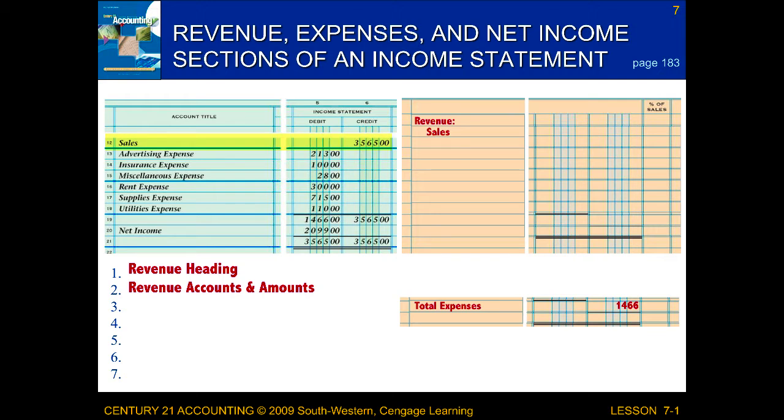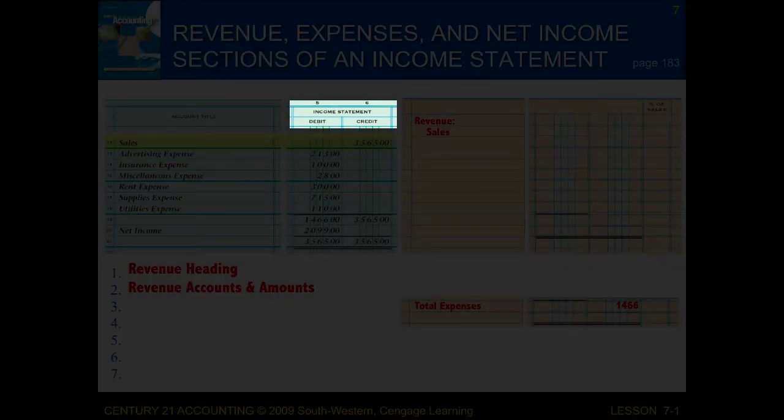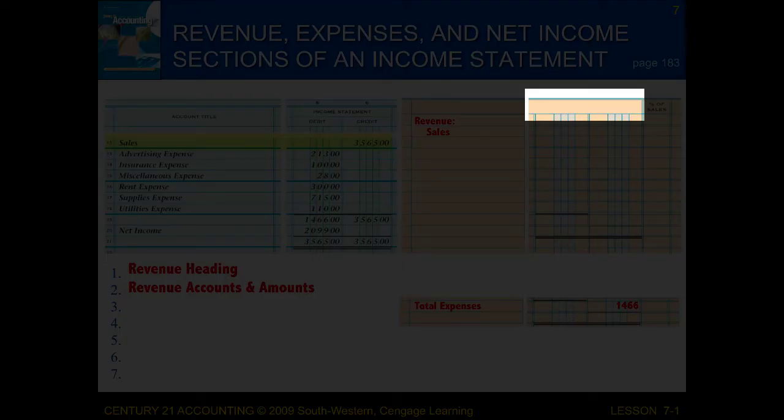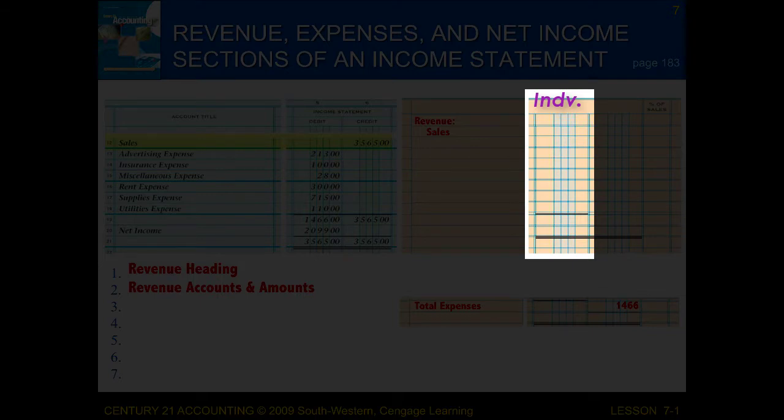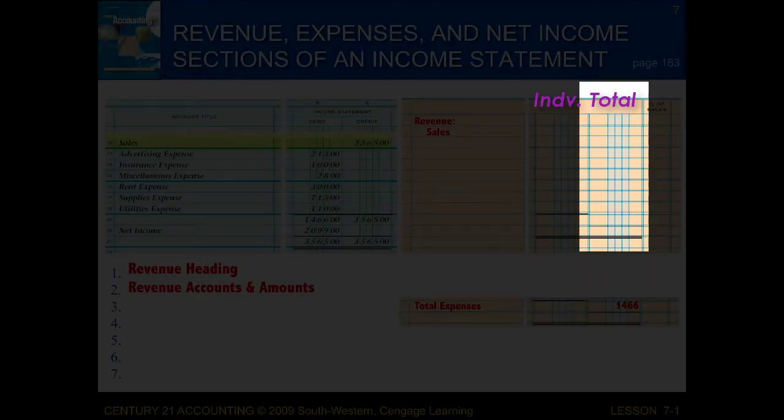And now I want us to take a look at how this income statement is divided. On the worksheet, it's divided in a debit and credit column. On the income statement, there is no heading there that says debit or credit. Instead, we're going to imagine this. The left column is individual amounts, and the right column is going to be total amounts.